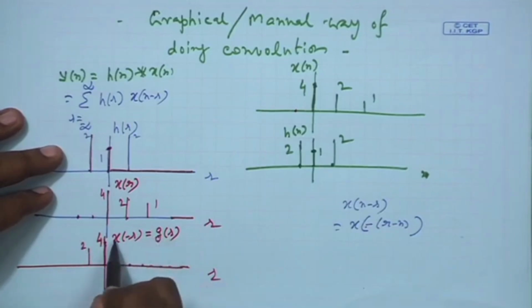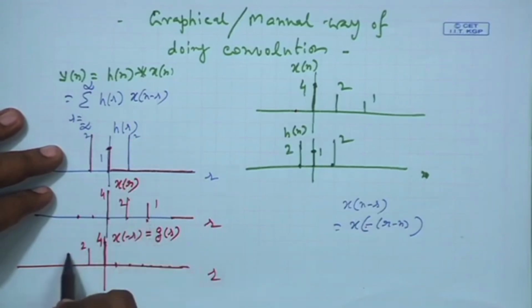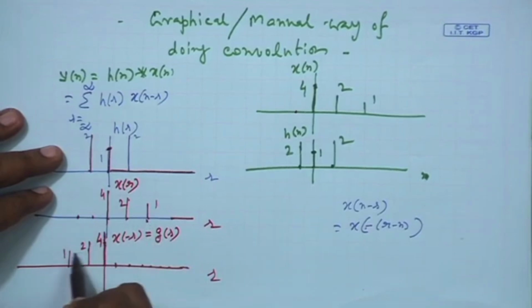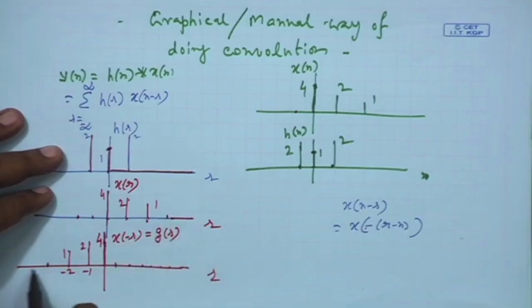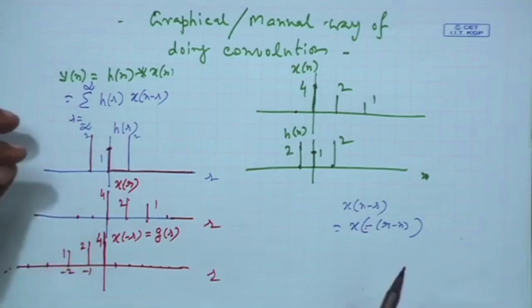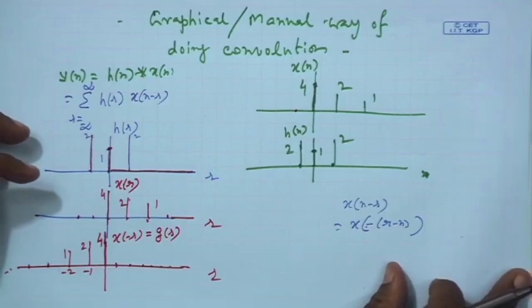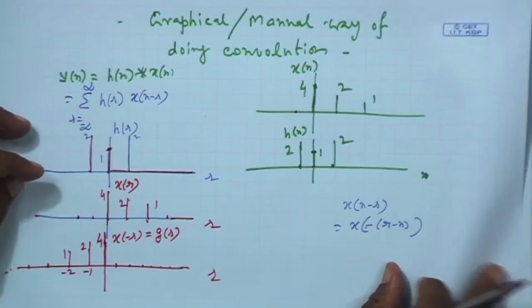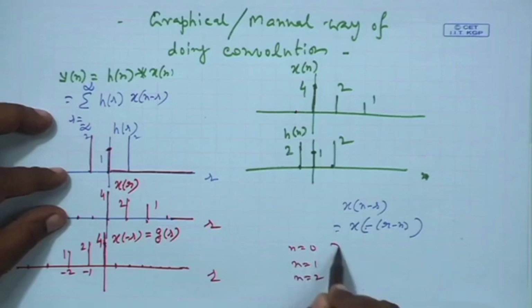What is g[minus 2]? x[minus minus 2], that is x[2], and x[2] is 1. At point number 2 it is 1. So, this will become 1. And then g[minus 3], x[plus 3] is 0. So, it will be 0 and 0 onwards. This is your x[minus r]. All right. I want to carry out this convolution at various points, n equal to 0 and find out, n equal to 1, n equal to 2, and so on.